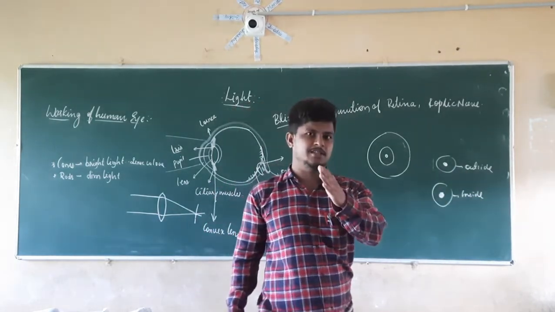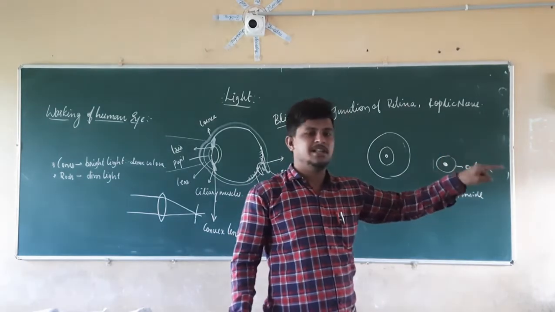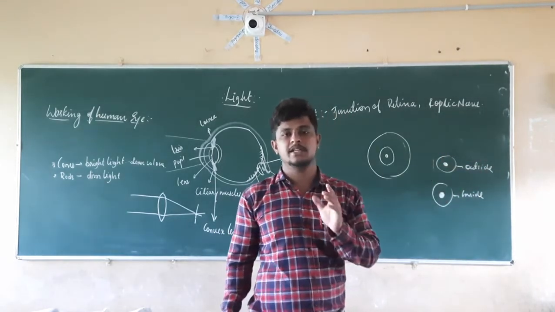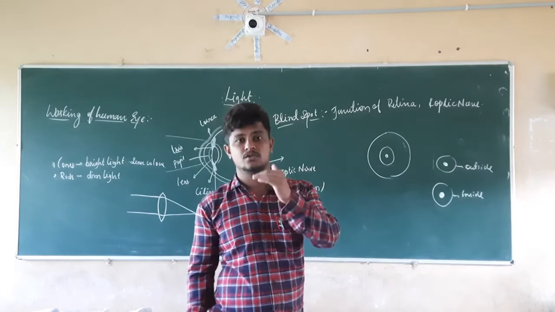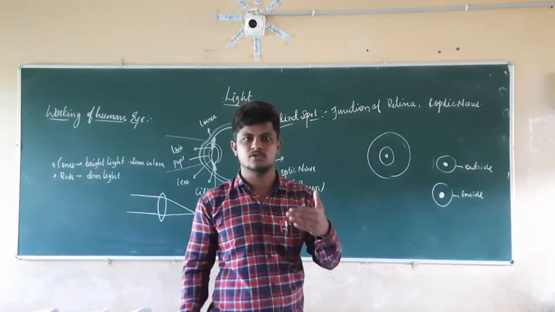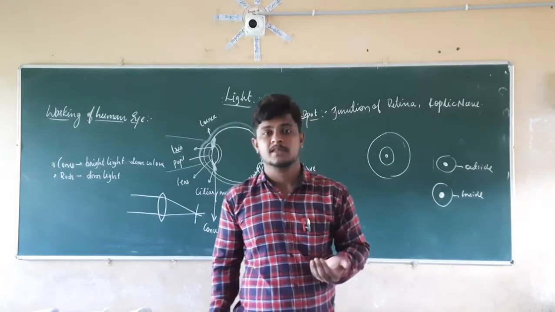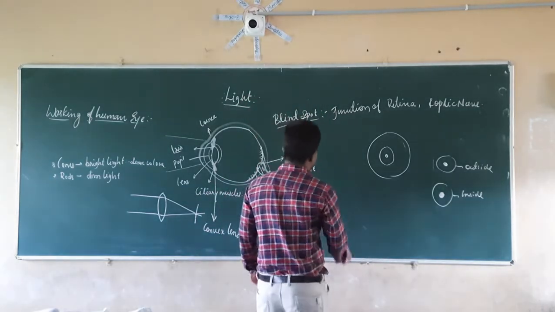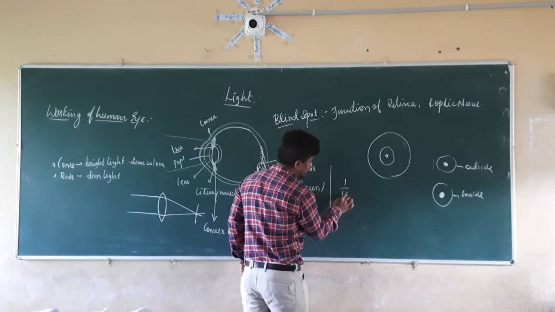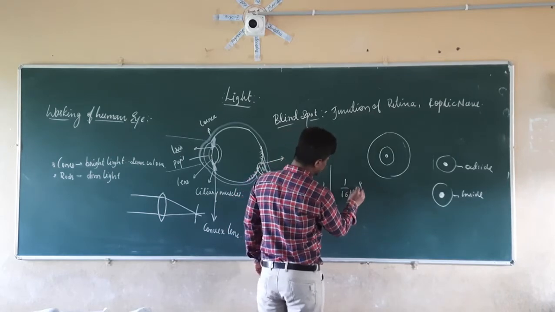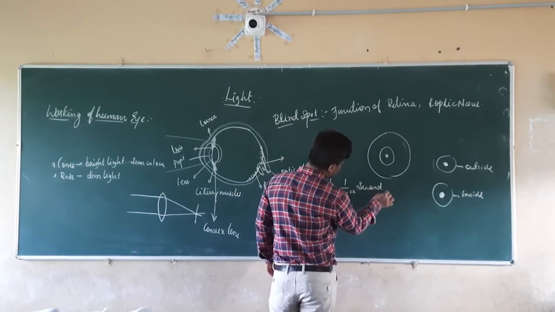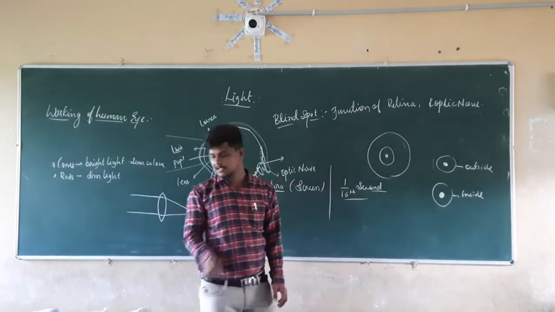So I am going to see this image. How much time will the initial image be stored in our eyes? What is the time for which our eye is going to store an image? It is going to store the image for some time. So what is that time? It is 1 divided by 16 seconds.